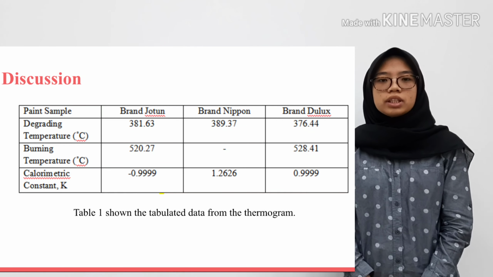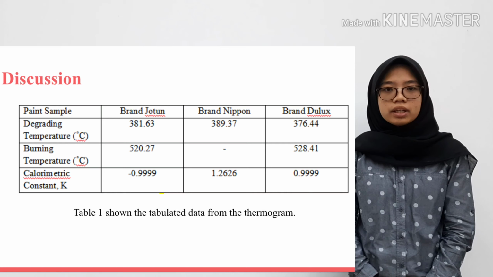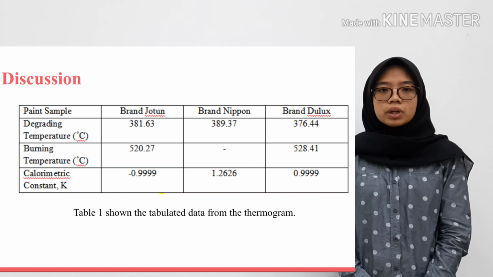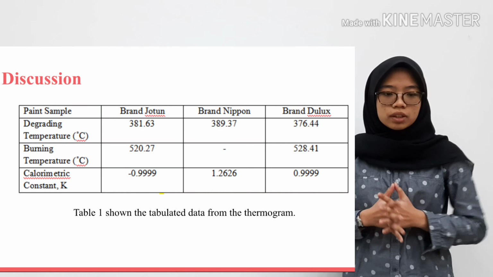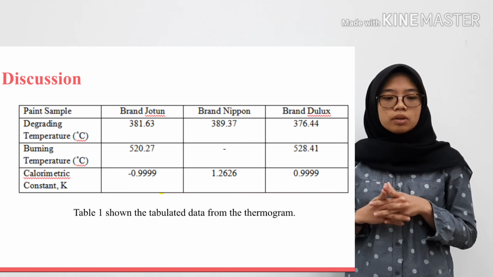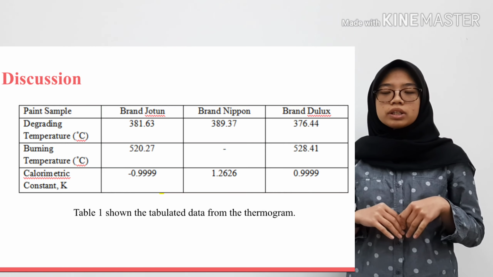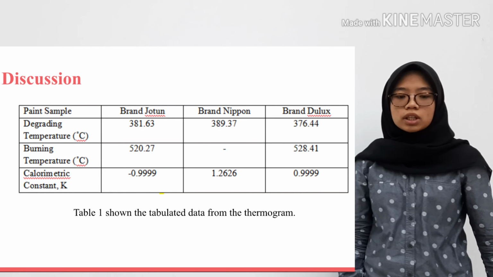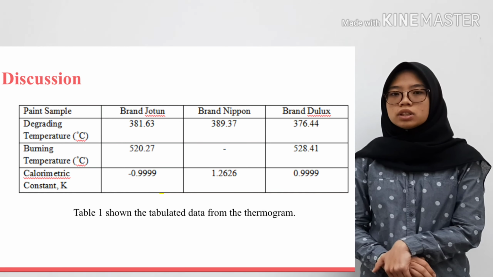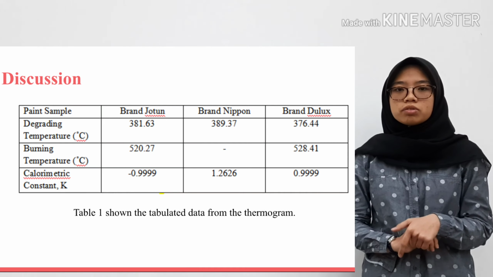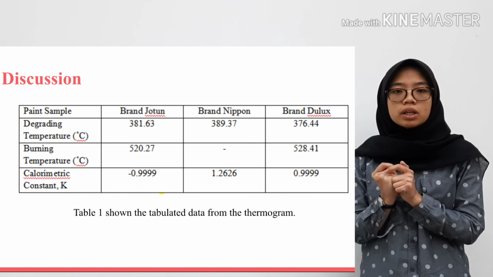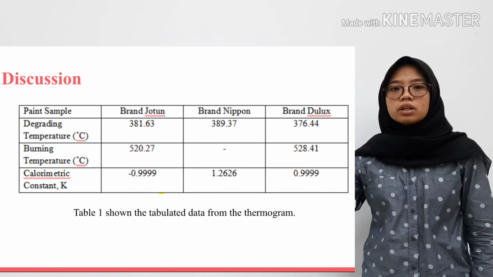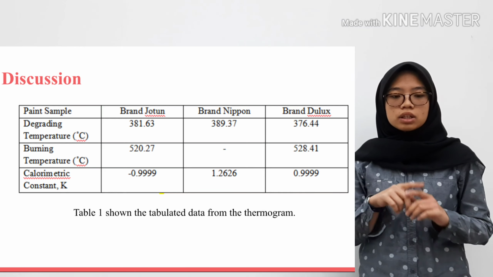The grading temperature, which we get from the first peak, is the glass transition temperature. For Jordan brand, we get 381.63 degrees Celsius. For Nippon, 389.37 degrees Celsius, and for Deluxe, we get 376.44 degrees Celsius.